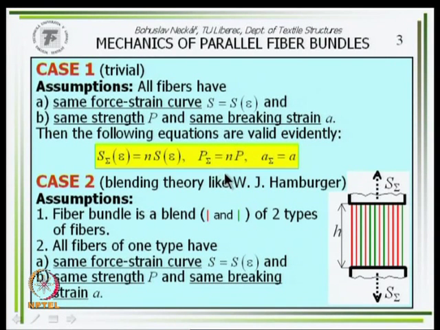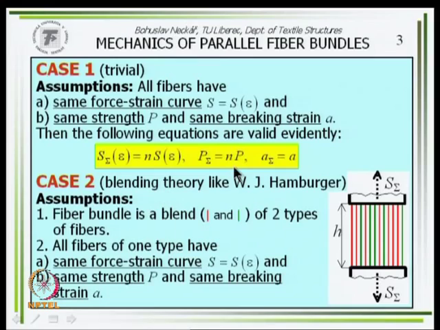Strength, what is the strength? How is the loading of such a bundle? It's longer, longer, longer, in one moment, ping, and all fibers are destroyed in one moment. So the strength of the bundle is evidently N times the strength of a fiber. And so, of course, the breaking strain of the bundle is the same as the breaking strain of each fiber. It is the easiest case, the trivial case.